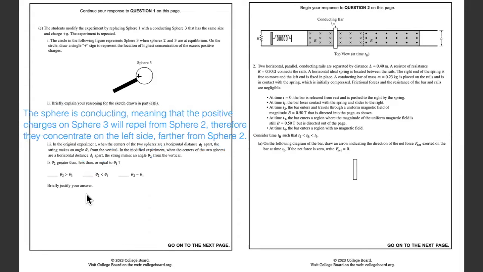Now, in the original experiment, theta 1 is the angle from the vertical. In the modified one, we're asked about theta 2. This is the one part I'm not 100% sure of, but my physical intuition is telling me that theta 2 in the new experiment should be less than theta 1. And here's my justification for it. Again, if you disagree with me, or even if you agree with me, feel free to let me know. It's always nice to have another set of eyes.